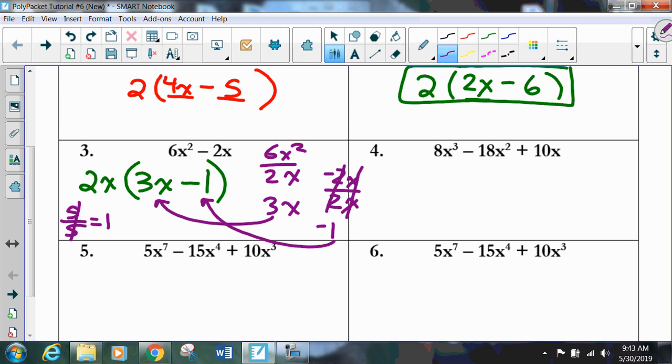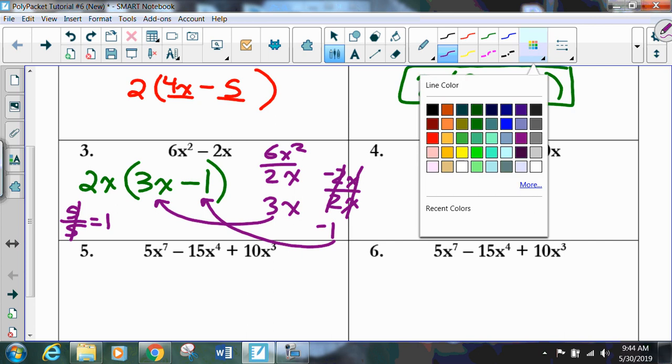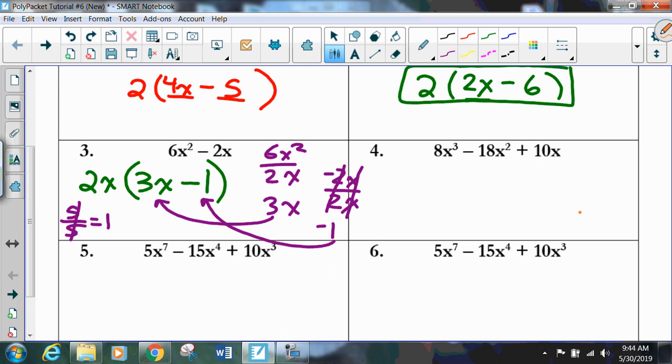All right, let's look at number 4. The first thing we're going to do is we're going to pick a good color. Haha, you didn't think I was going to say that, did you? All right, so we've got orange. I want to look at 8, 18, and 10, and I want to pick the biggest number that goes into all 3 of them. You know what it is, don't you? It's 2 again. I think, though, there are good times ahead where it's not going to be 2.